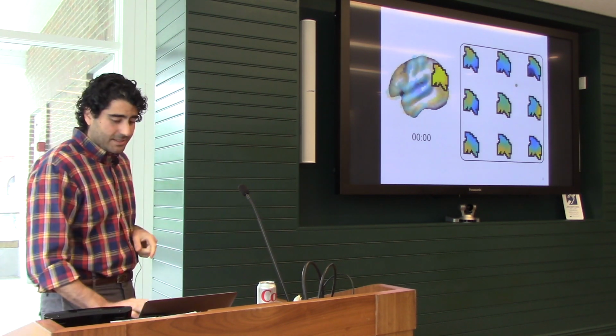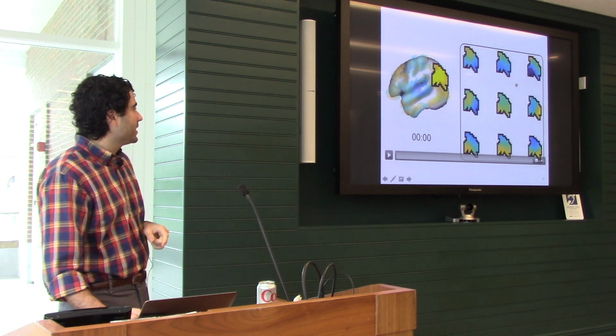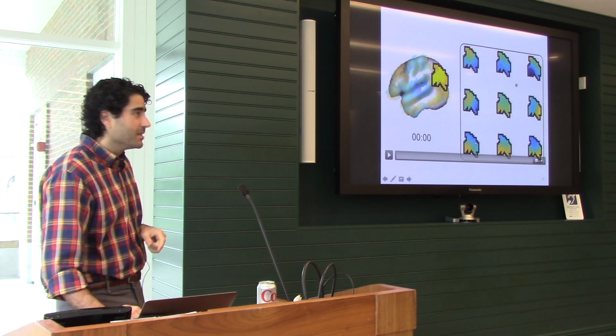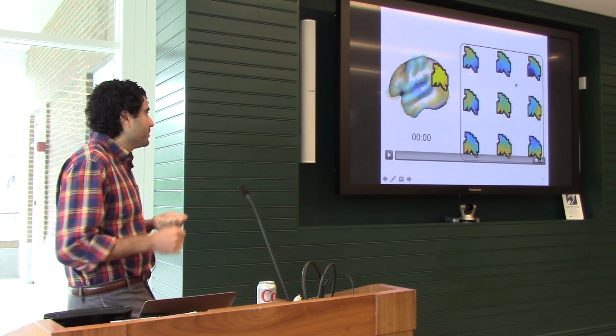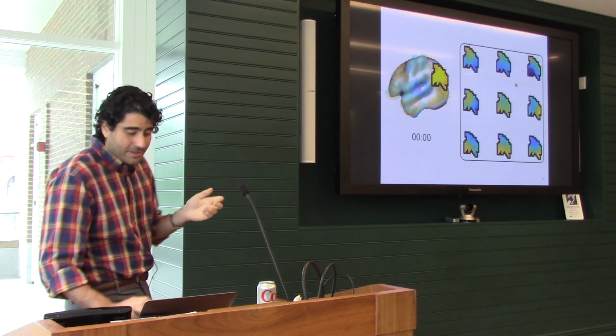And so when the dot is close to this picture, that means that the angular gyrus is looking like this. And when the dot is close to this picture, the angular gyrus is looking like this. The point here is to look at the temporal structure of this dot. And so I'll just start playing.